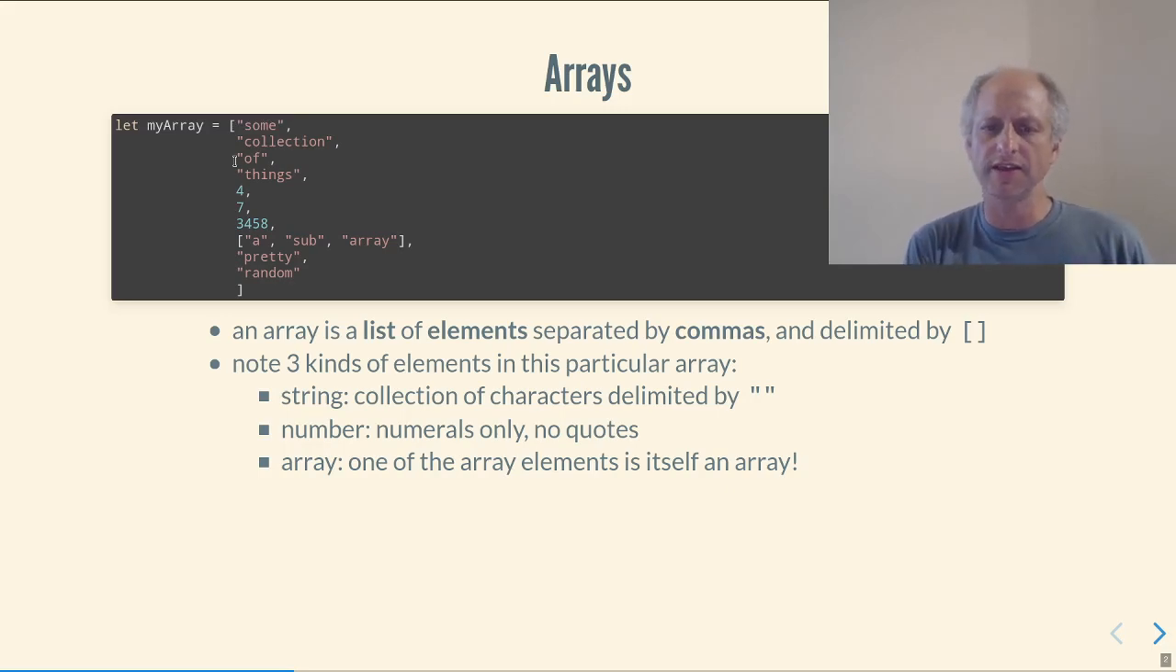And we see that each of the four elements at the beginning is a string. So we have some, and then collection, and then of, and then things. And then those first four elements are followed by three numbers. A number in JavaScript is just a collection of numerals and possibly a period to indicate a decimal point. And we have here the numbers 4, 7, and 34.58. So those are our first 7 elements of the array.